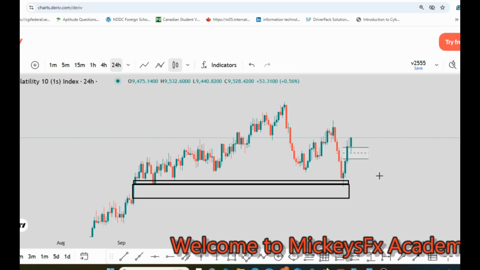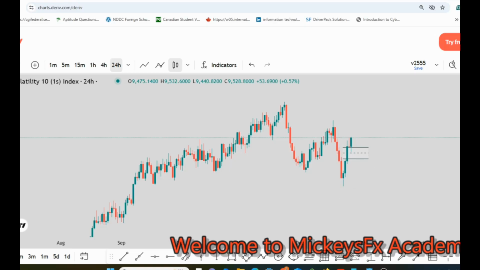This is the expansion. You see the expansion, this expansion to the upside. Price traded into the fair value gap to trigger this expansion, this strong move we are seeing now. So how do I trade this? I want to enter this trade, but I don't know where to start from.